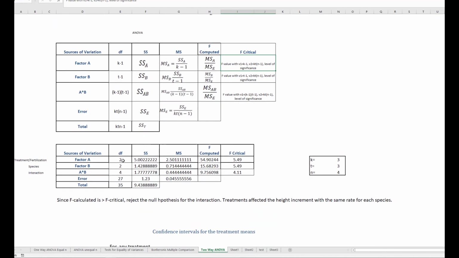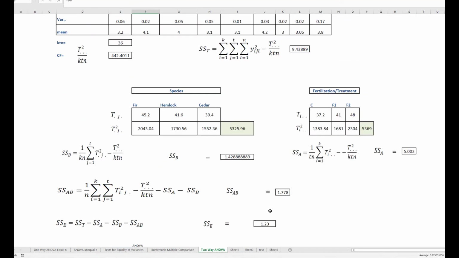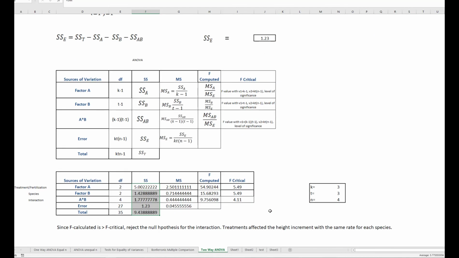The rest is simple. You only need to add the values you used in this table. For k minus 1, we have k is 3, so 3 minus 1. For the interaction, 2 multiplied by 2, because it's k minus 1 times t minus 1. Similarly you can find the other one. The sums of squares we found before, so you can add them, and then I found the mean squared and the computed F.